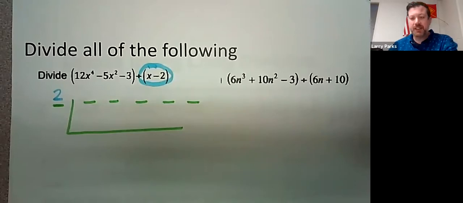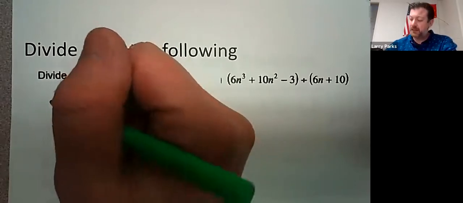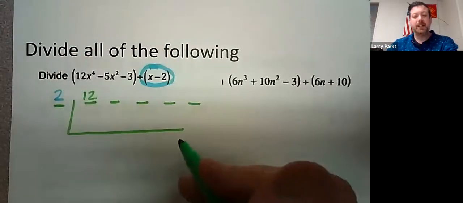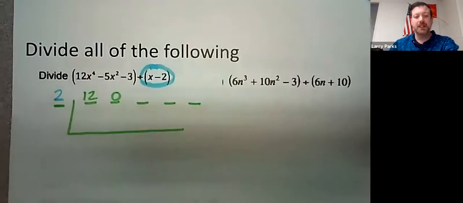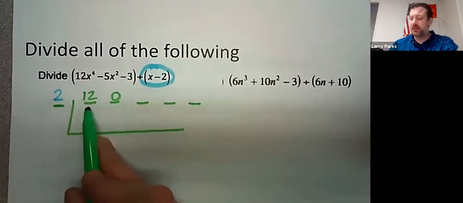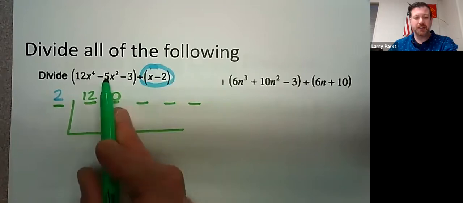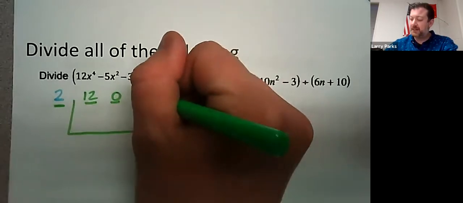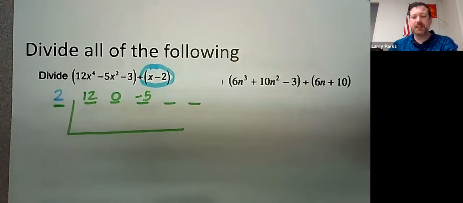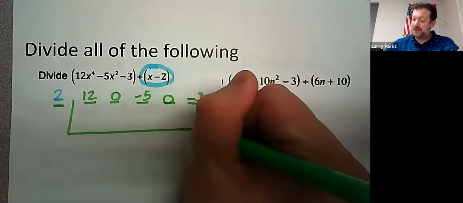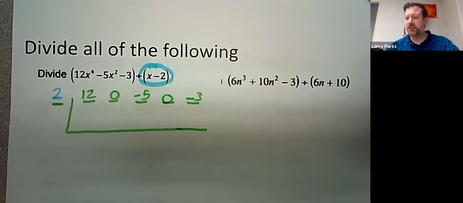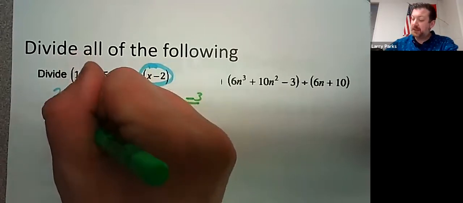So we'll start off with x to the fourth. X to the fourth is 12. And then you go x to the third. There is no x to the third, so you put a 0. And then you go x squared, so 4, 3, 2. X squared is -5. And then you go to the x term. There isn't one, so you put a 0. And then your constant. So notice I was missing 2 terms. You must have that 0. From there, you bring down your 12.